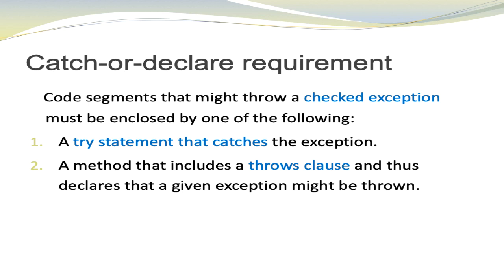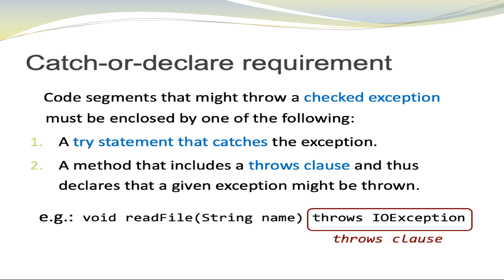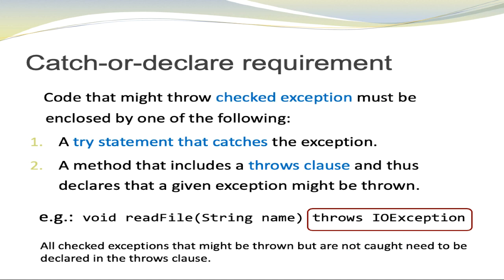Here is an example. It is the method header of the method readFile. It has one parameter, the file name, and when we read from a file, there is the possibility that we might encounter an I/O exception. Throws IOException, that part is the throws clause. All checked exceptions that might be thrown but are not caught need to be declared in the throws clause.